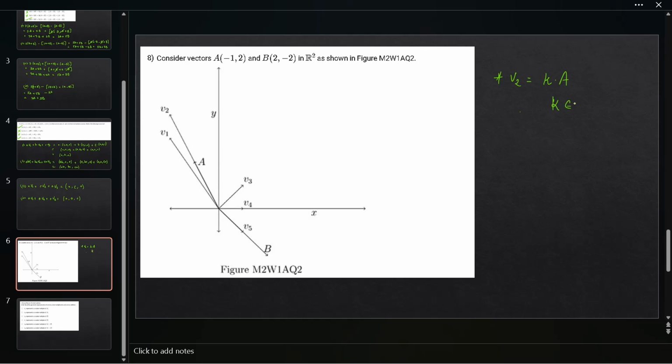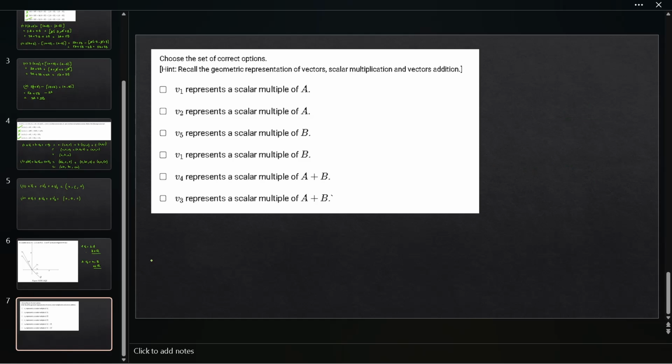So I shall write that K belongs to the real numbers, K is some scalar. Similarly, I can write V5 as, we have used K, so let's use M this time, some M times vector B, where M is also some scalar. This was the information that we could extract from the given diagram. Now let's move on to the question. So here we have to choose the correct set of options.